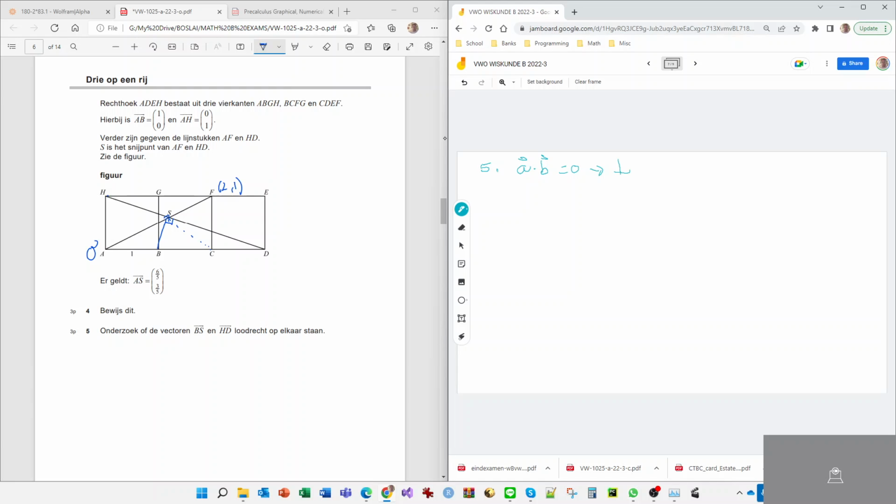The vector HD is D minus H, (3, 0) minus (0, 1), which is (3, minus 1), and the vector BS is S minus B, and for S we have the expression (6/5, 3/5) minus B, which is (1, 0).